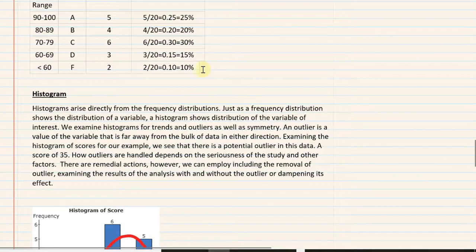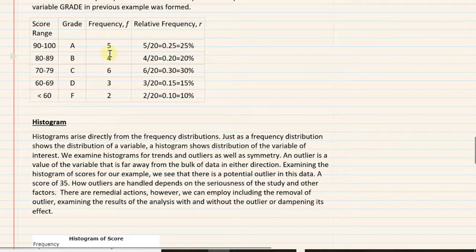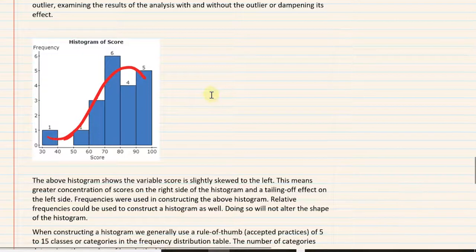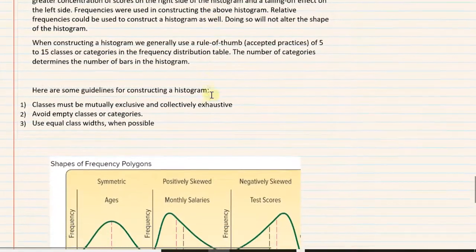So mutually exclusive means disjoint categories, and collectively exhaustive means the minimum score is going to be there, the maximum is going to be there, and everything in between. Every score has a unique place in that frequency table.